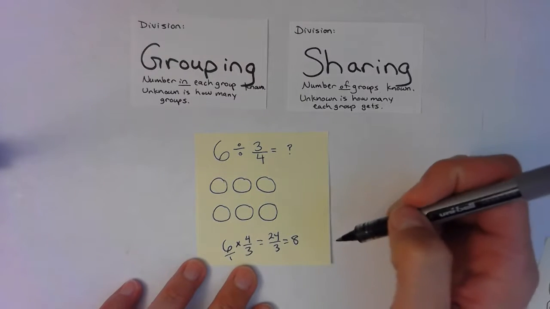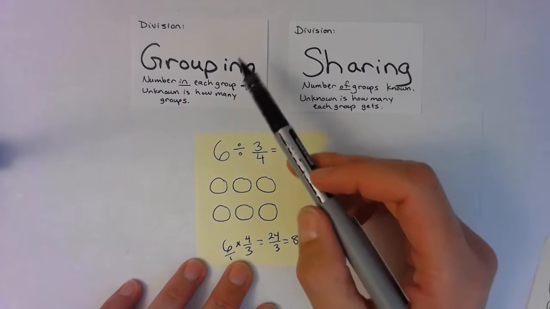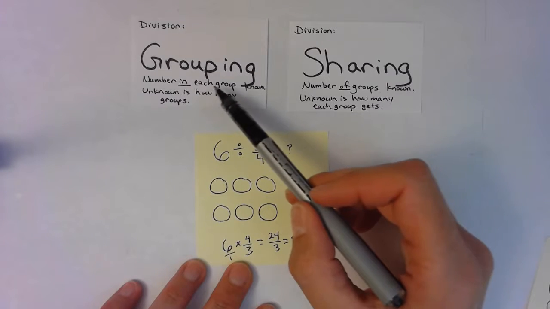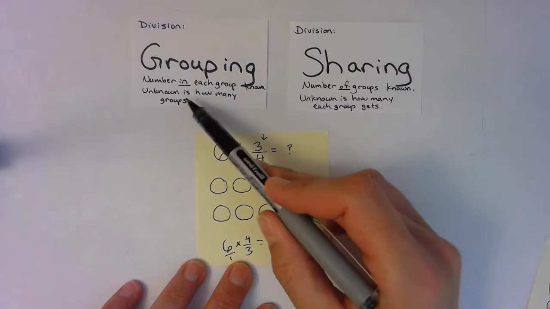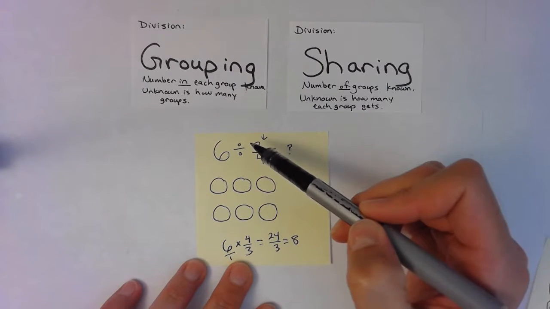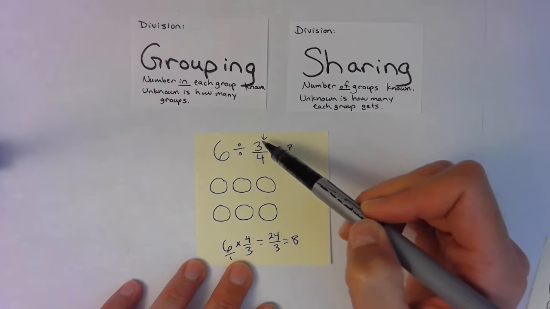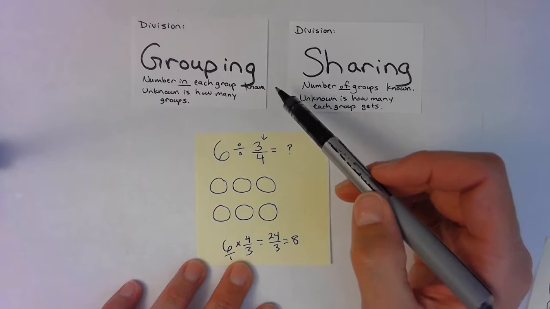I find a much better method, which I only learned much more recently after graduating college, is to use the grouping method of division, where the number in each group is 3/4. And our question is, how many groups are there? So in other words, how many groups of 3/4 are there in 6?